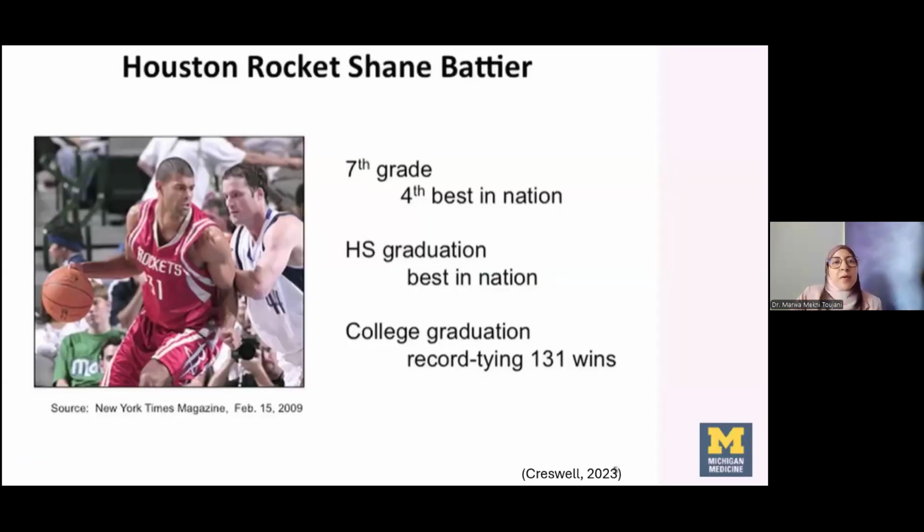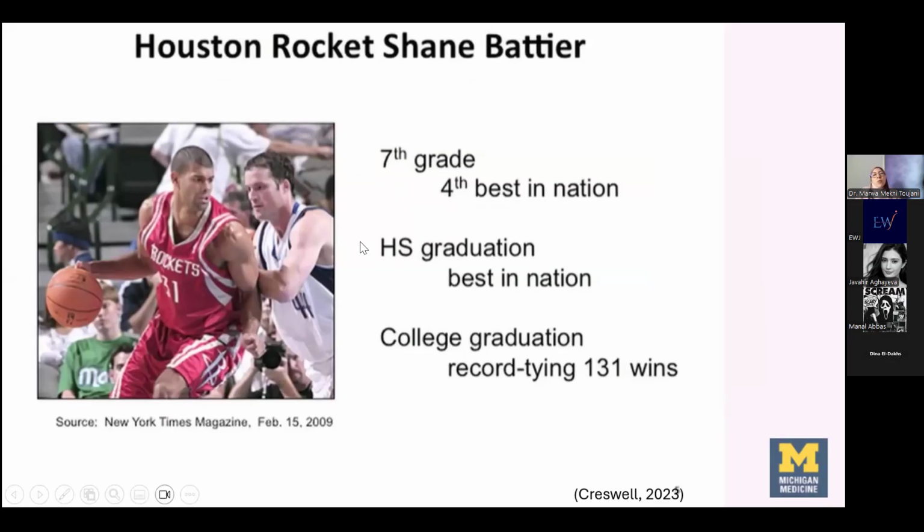But I'd like to begin with a quick introduction to mixed methods through the story of a basketball player, Shane Battier. Shane Battier is an American basketball player, a famous one. According to statistics, when he was a seventh grader, he was the best in the nation. When he graduated from high school, he was again the best in the nation in terms of basketball. And when he graduated from college, his record included 131 wins.